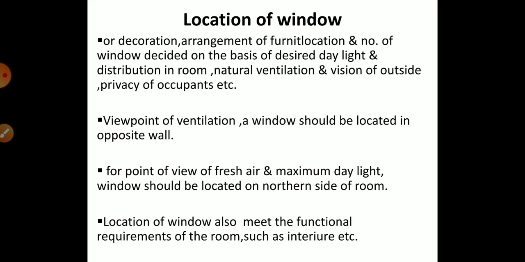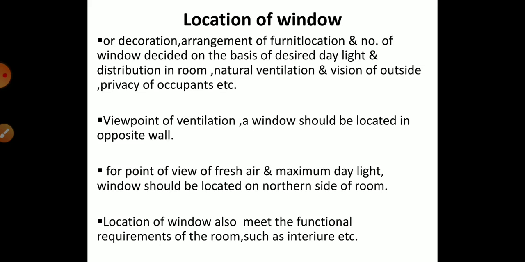So, location of the window, that is the main part. Where is the location of the window? The location and number of windows should be decided on the basis of desired daylight and its distribution in the room, natural ventilation, desired vision of the outside, privacy of the occupant, heat loss, etc. From the viewpoint of ventilation, a window should be located in the opposite wall facing a door or another window.